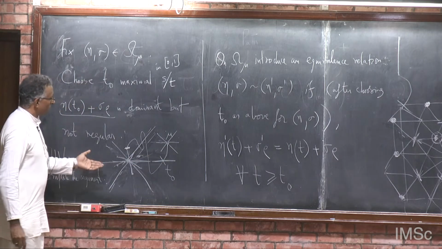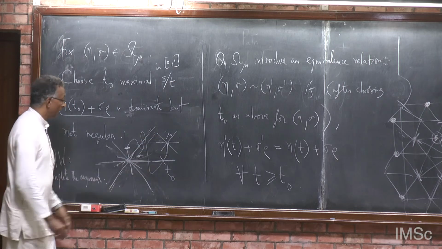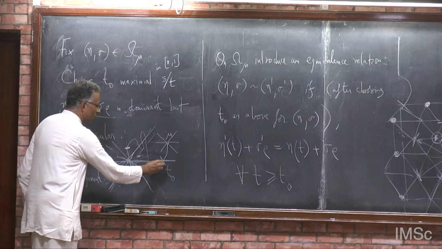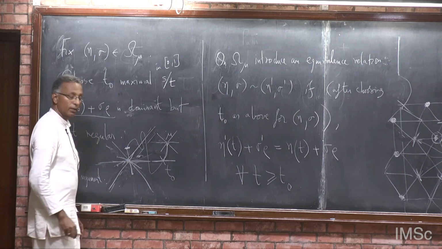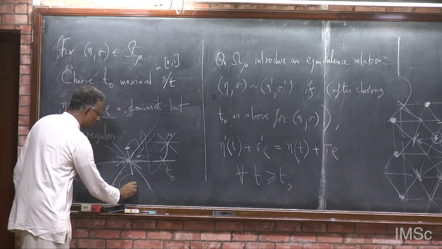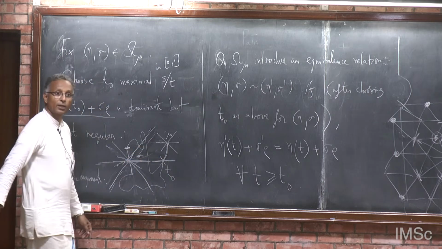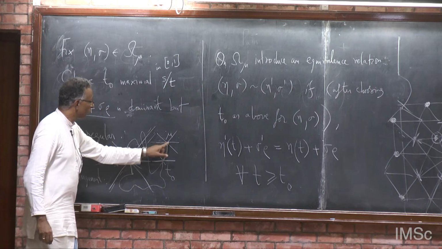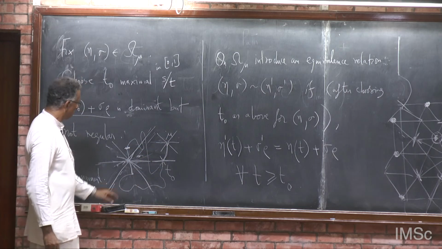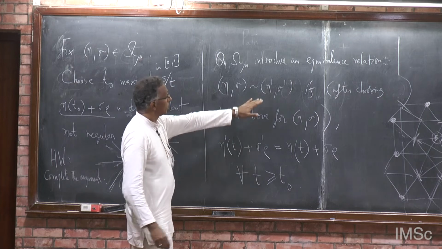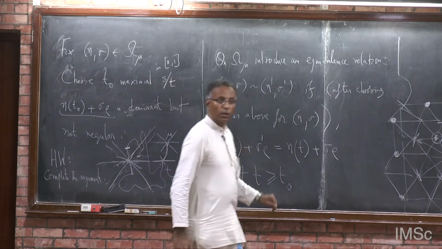Some other path could follow some other trajectory, but if after this point it hits this point, it must coincide with this. For example, let us just draw some path. Maybe it is this, and at T naught it again comes here, and then beyond T naught it is the same. So these two will be called related, and it's easy to see that this is an equivalence relation.